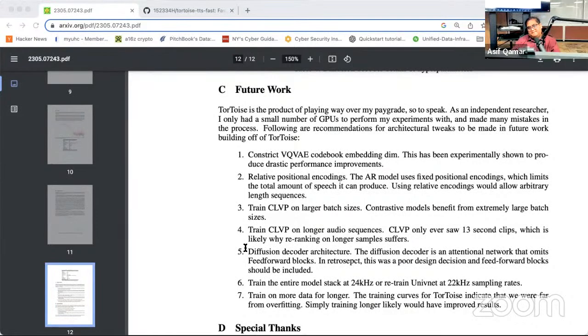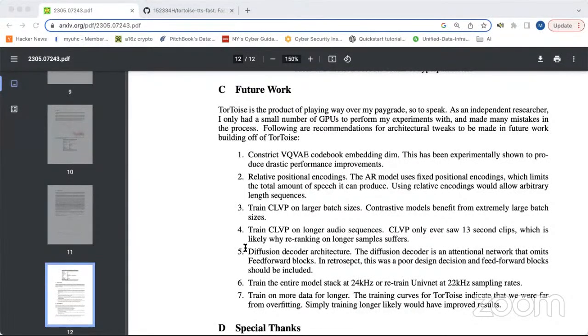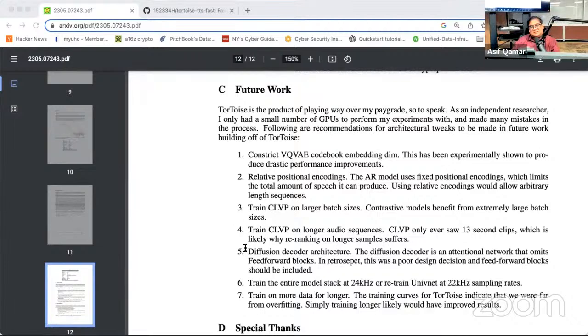And the autoregressive and the diffusion models are first trained separately. Then the diffusion model is fine-tuned on the autoregressive model's latent space for better efficiency. Yeah. Actually, there's a review article I saw, which compared Tortoise and VALL-E and Bark and all of these things together, showed their strengths and weaknesses. I wish I could pull that up.